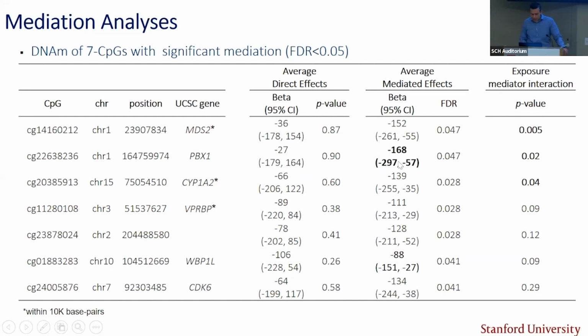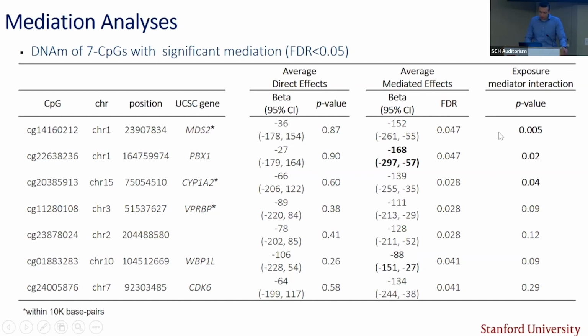But particularly what caught my eye was this PVX1 gene that had a pretty strong effect size, 168 grams, mediated through that specific pathway, going from smoking to lower birth weight, specifically through the methylation of the PVX1 gene. And then some of the effect sizes were a little smaller, like 88 grams.